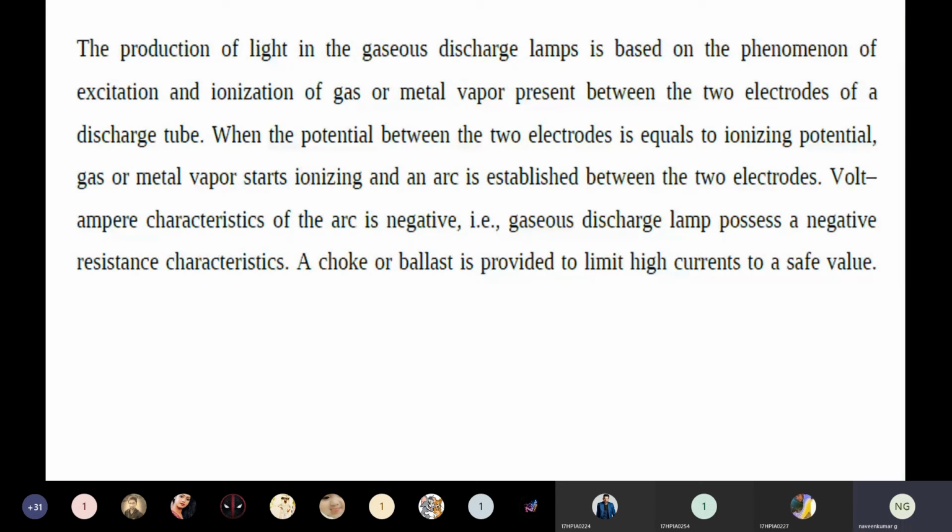This results in your light emission or radiation, which you call irradiance. For housing this operation, that is, to limit the high currents, we are using a ballast or a choke to limit the high currents liberating between the set of electrodes in the form of a discharge to a safe value.